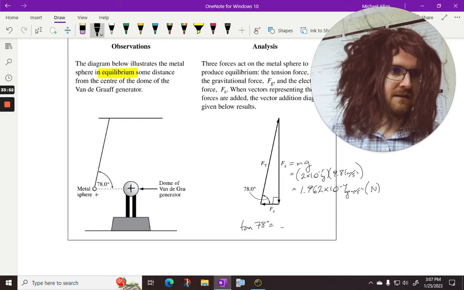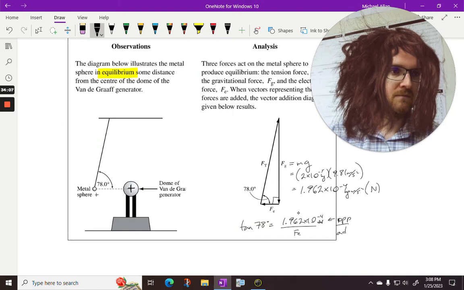So I got the tan. We have the opposite, so I'm going to write that here. This is my opposite side. I'll just put newtons here. And we're looking for the adjacent, right? So this is opposite over adjacent. All right, so we're going to rearrange this for the FE down here. So do a little swap, 1.962 times 10 to the negative 4 newtons, and we're going to just divide this by tan 78.